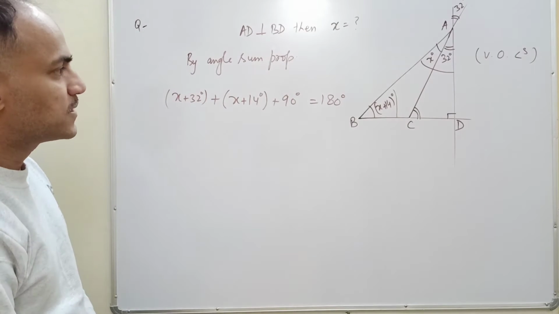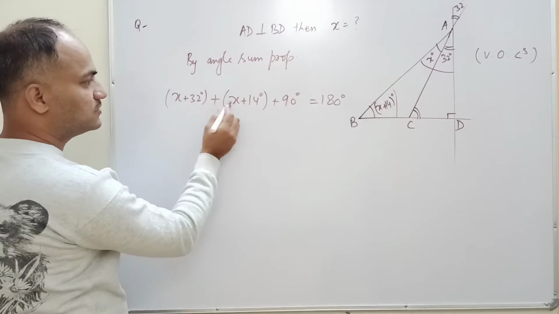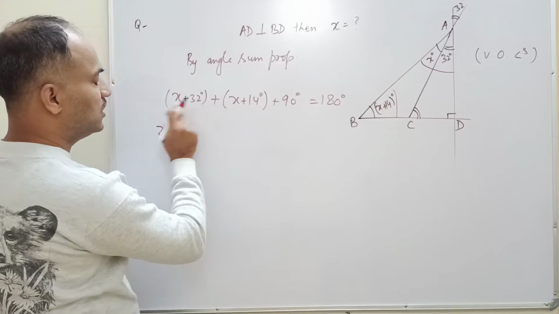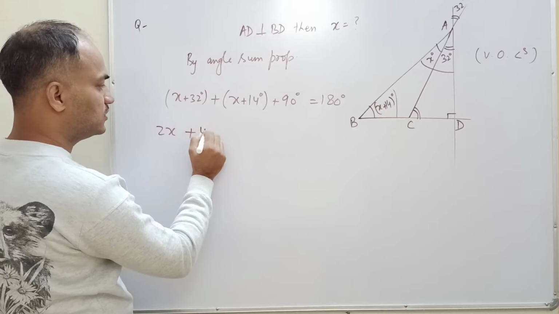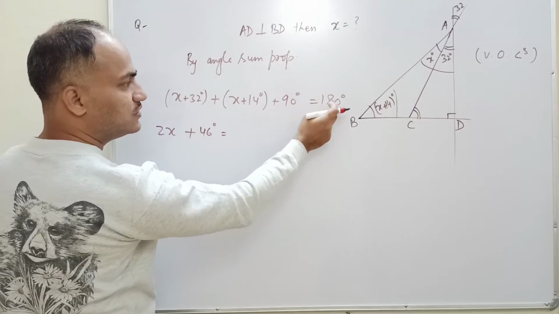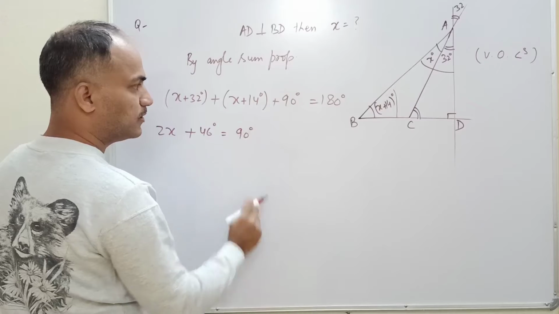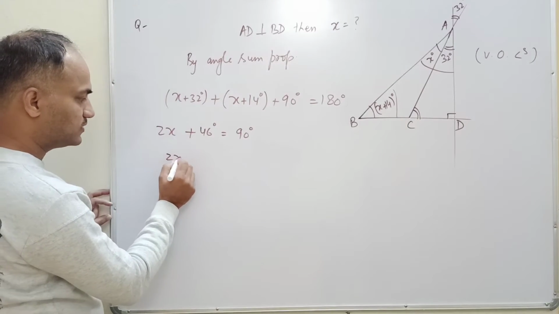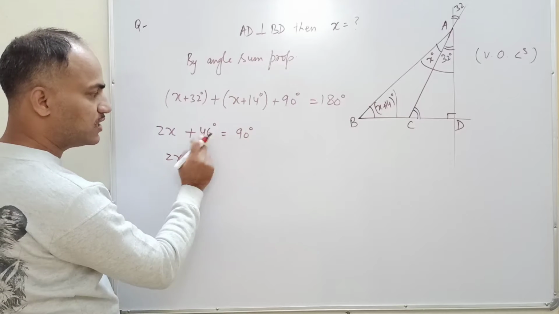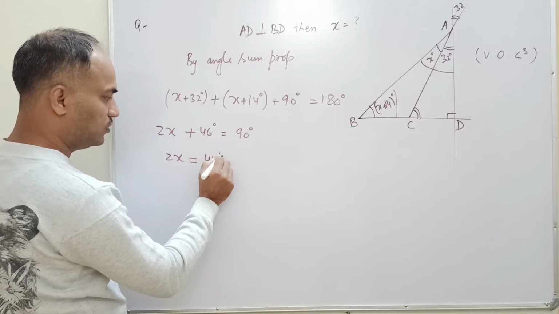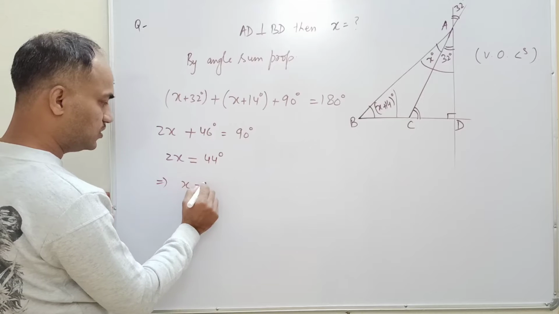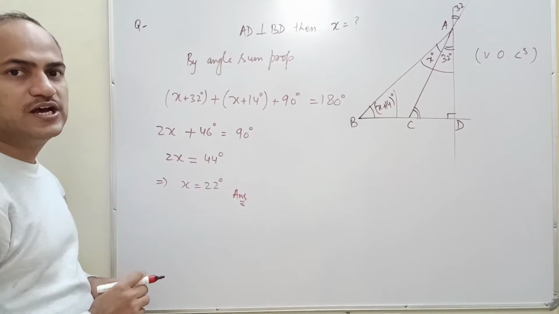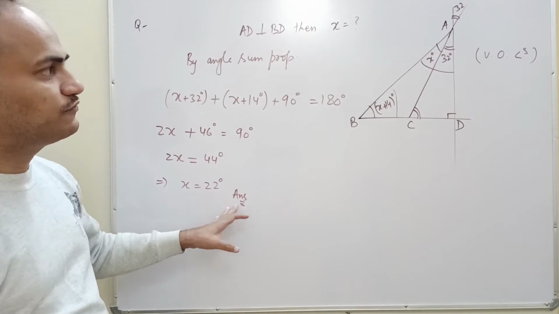Okay. So here we see x plus x is 2x, plus 14 and 32 becomes 46, and 90 we subtract from 180, which gives us 90. So 2x is equal to 90 minus 46, that is 44 degrees. So x is 22 degrees. Okay, so this is the final value which we have to find.